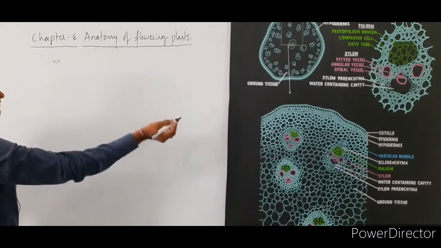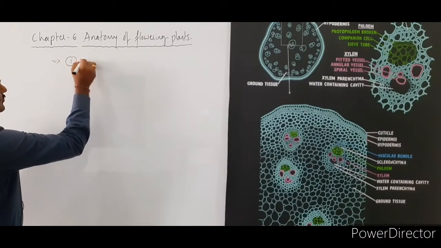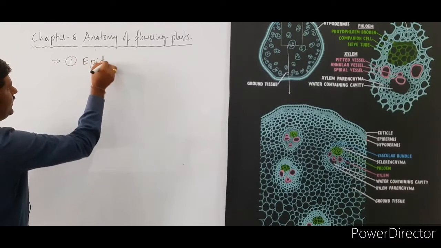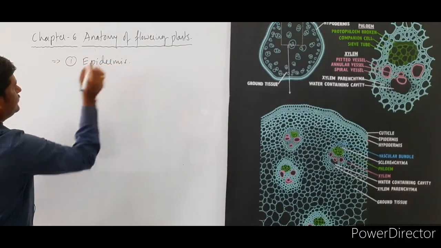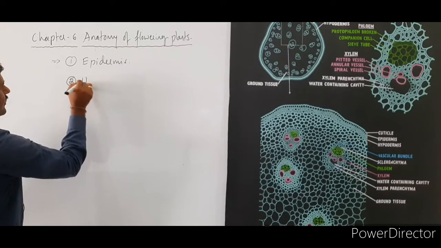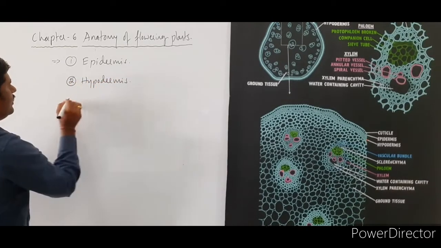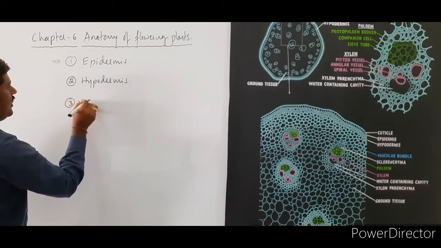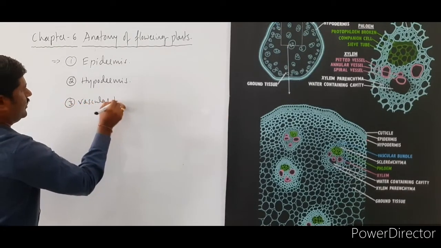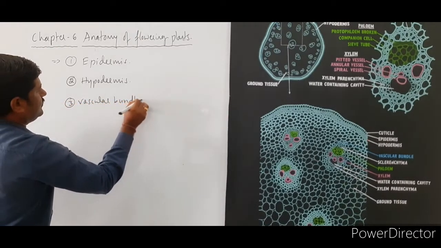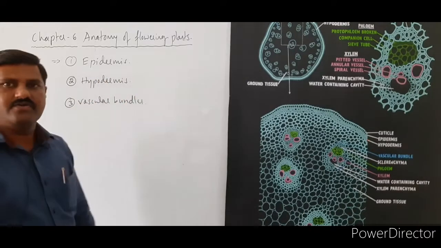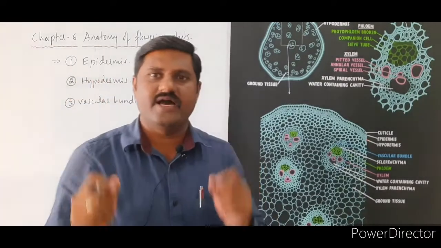So what are the first portions we'll write? First one is epidermis, second one is hypodermis, and third one is vascular bundles. So these are the things that we are going to study one by one.